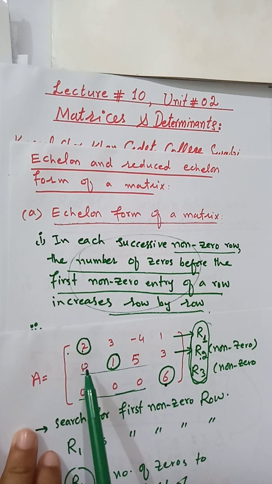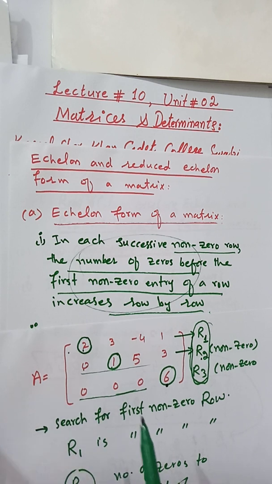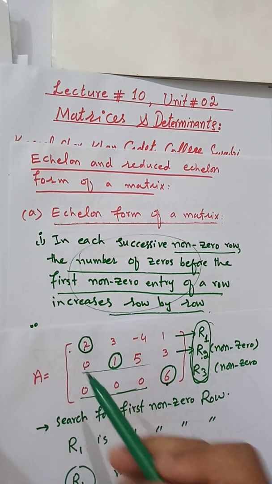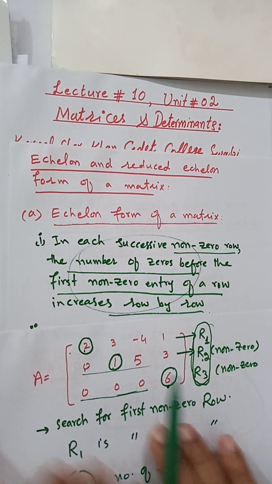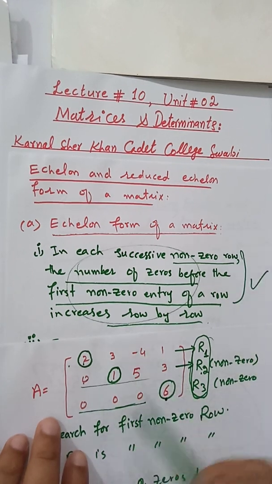So you see that the number of zeros before the first non-zero entry in a non-zero row is increasing row by row. There is no 0, there is 1 zero, there are 3 zeros. So this is condition number 1. This condition number 1 is true in matrix A.